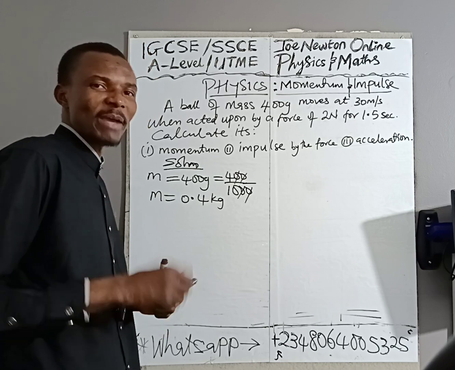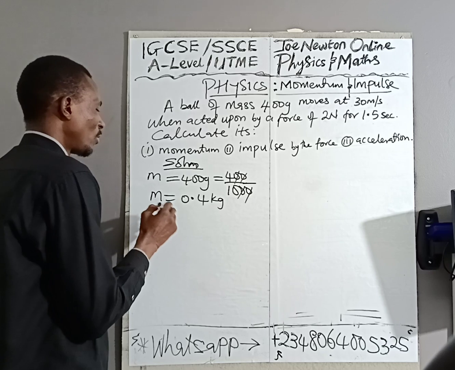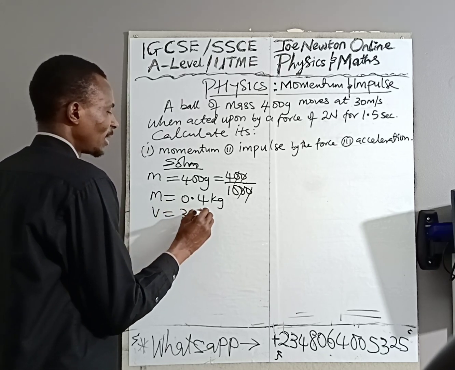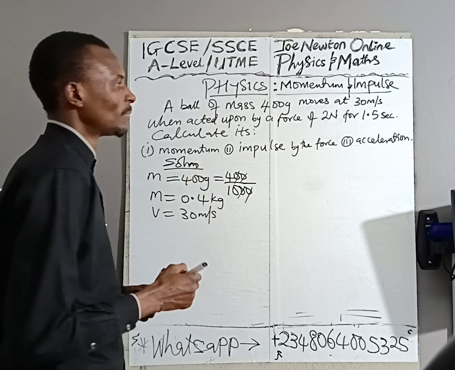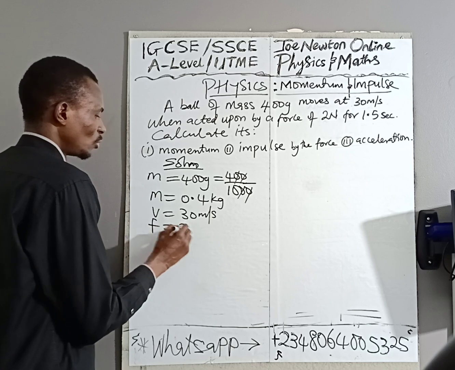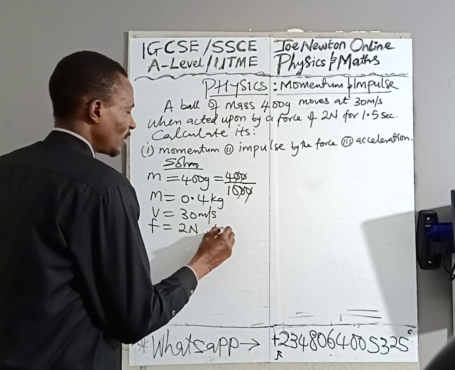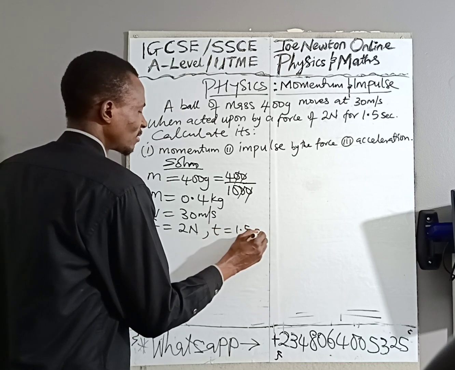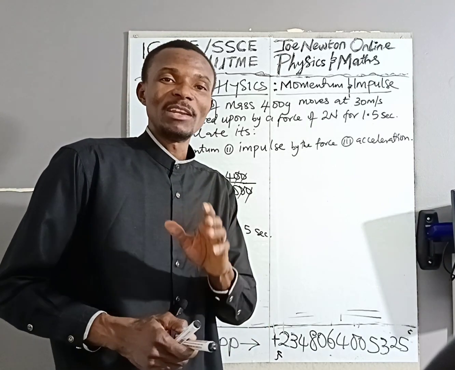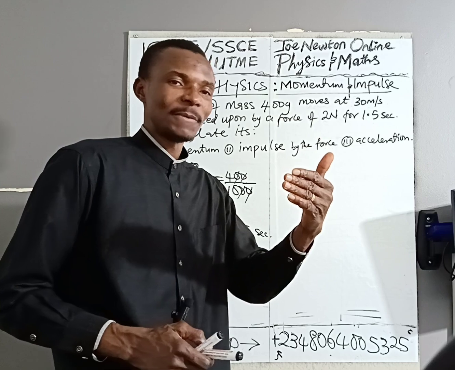So first of all, inspect to make sure that it is in standard unit. Then we are given the velocity V is 30 meters per second. We are given that the force F is 2 Newton and the time is 1.5 seconds. So the time is in standard unit. Had it been that the time is in minutes, you multiply by 60 because 60 seconds make 1 minute.